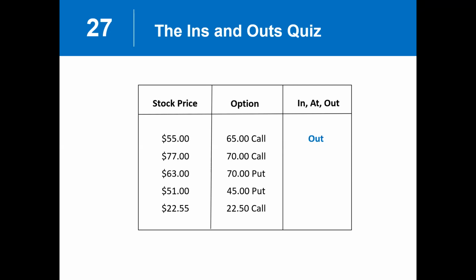How about a 77 stock price, 70 call? In by 7. I hope you get that. Right to buy stock at 70 with a stock at 77. The value of that call is going to be $7 plus whatever time is left.